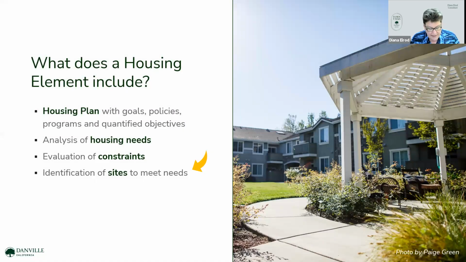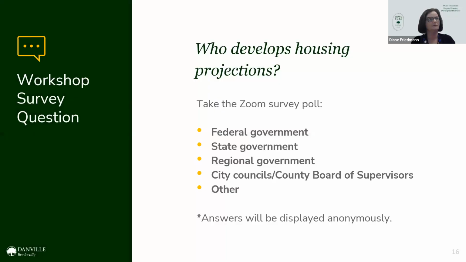So what's in it? It's a housing plan with goals, policies, and programs, an analysis of needs, evaluation of constraints, and the identification of sites to meet those needs. And this can be considered somewhat controversial. In fact, most people are primarily interested in the potential siting of housing. Next slide. Okay, next quiz.